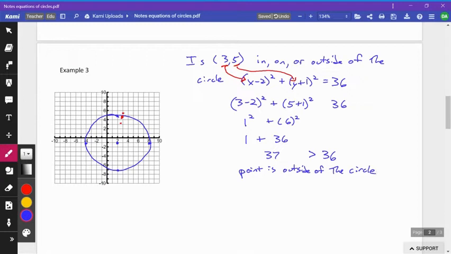Okay. And the reason is, let's think about what 36 represents. 36 is r squared. So if I know that r squared is going to equal 36, well, take the square root, r is going to be 6. The square root of 37 is going to be greater than the square root of 36. So that means this distance is greater than the radius. So that means the point is going to be outside of the circle.